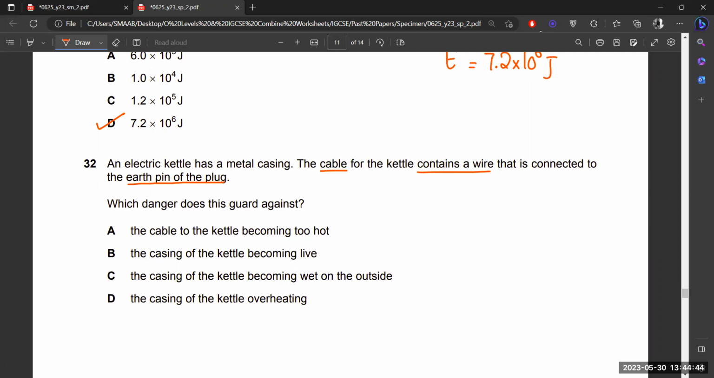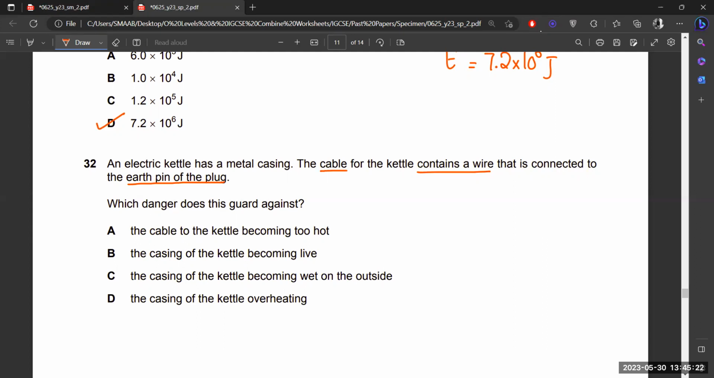Basically, the electric kettle has a metal casing. Second, the cable for the kettle contains a wire that is connected to the earth pin of the plug. What danger does this guard against? You need to find the danger from which this wire is going to protect us. If the live wire connects with the metal case, the metal case will become live and it will pass current directly to the human being who touches this metal case.